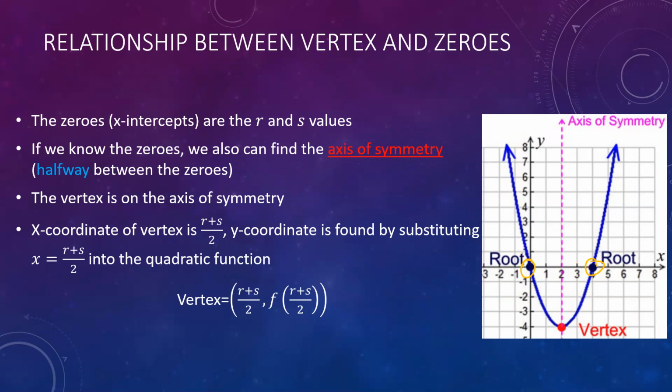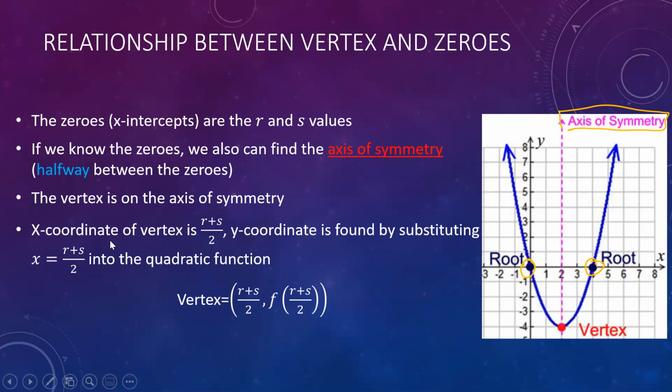So the zeros will help us find something called the axis of symmetry. And the axis of symmetry is basically the vertical line that goes halfway between the zeros. So the vertical line going directly between the zeros, or the roots, sometimes we call them roots, is going to be our axis of symmetry. And the vertex is basically on the axis of symmetry. That's all we need to know there.